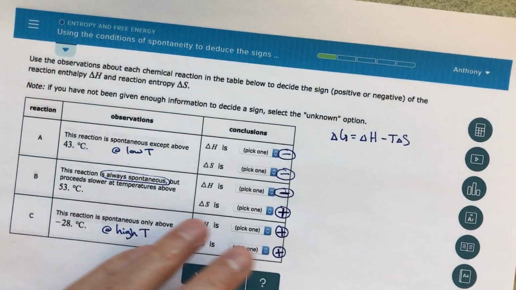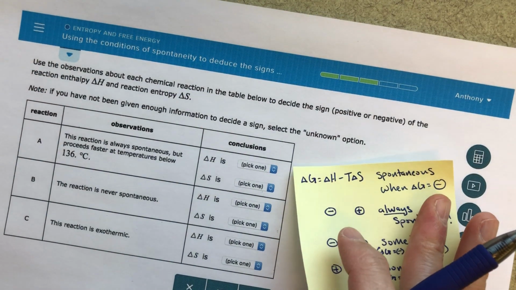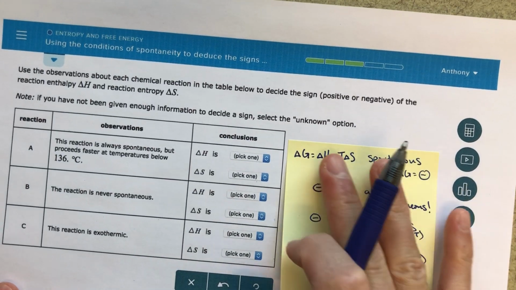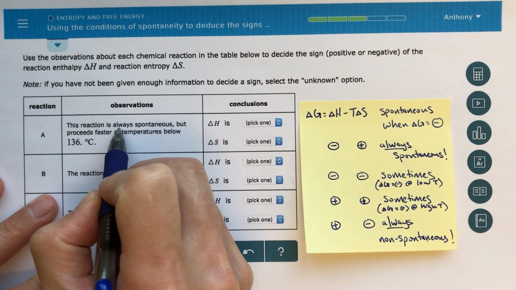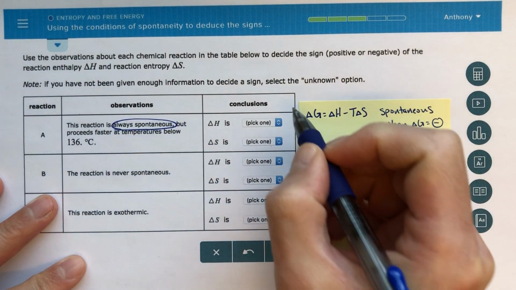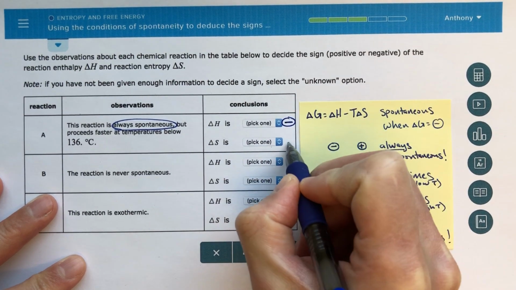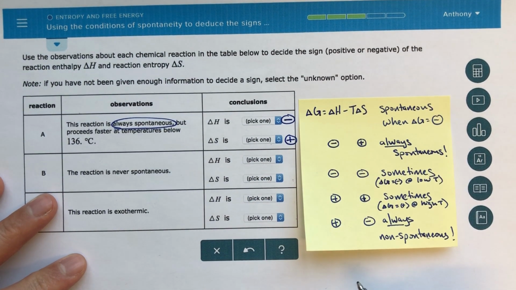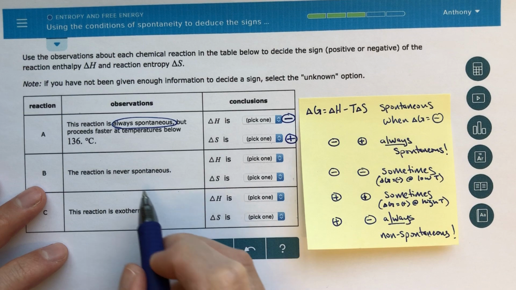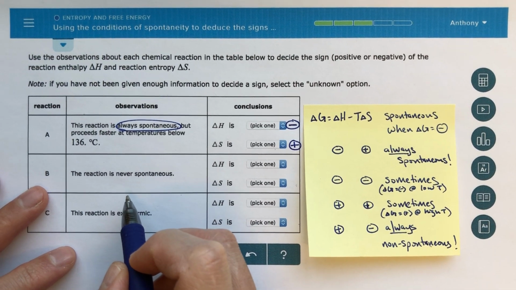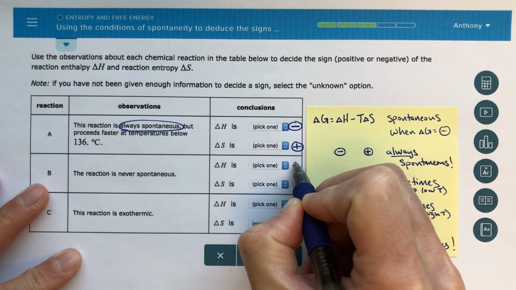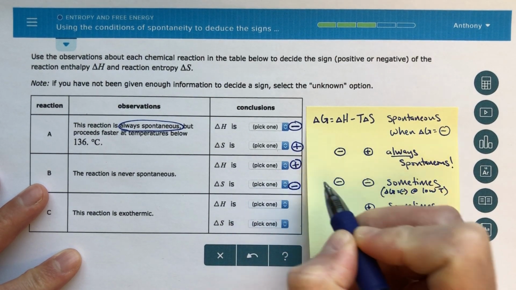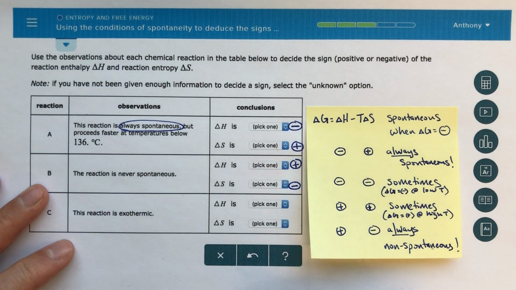All right, let's do one more set for this topic. So the first one, this reaction is always spontaneous but proceeds faster, so we don't care about this bottom part, we just care about the phrase always spontaneous. That means we're going to have a negative and a positive for our delta H and delta S. This reaction is never spontaneous, so here's a new one. If the reaction is never spontaneous, that means we've got this bottom case, an endothermic reaction with a decrease in entropy. That's going to lead to a reaction that's never spontaneous.